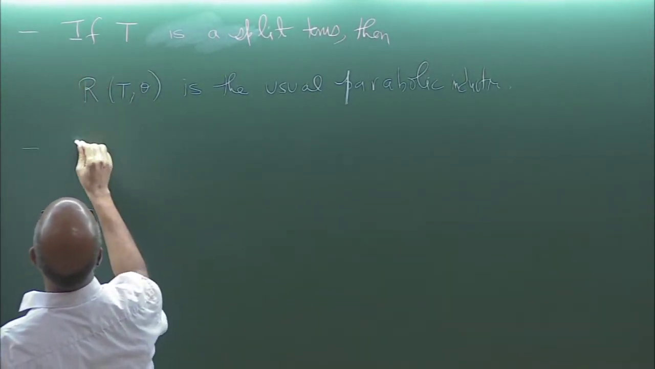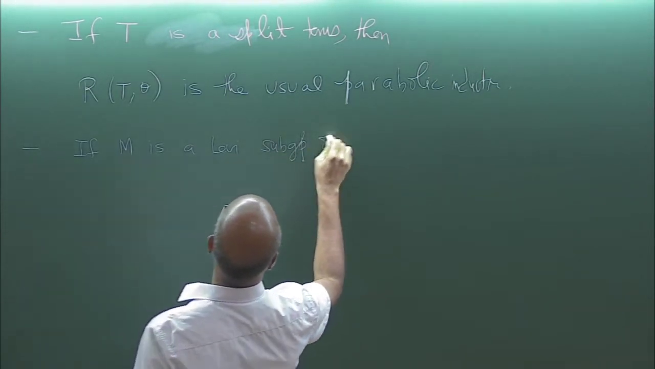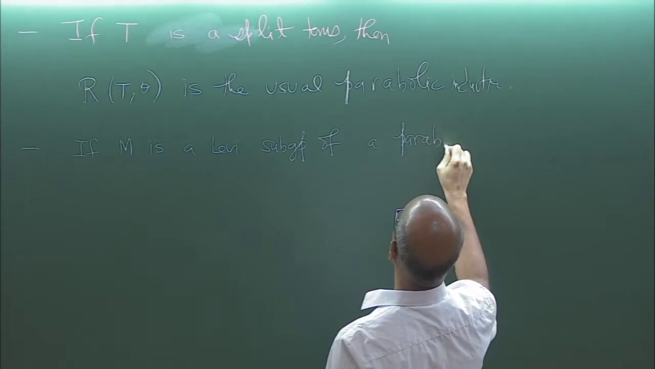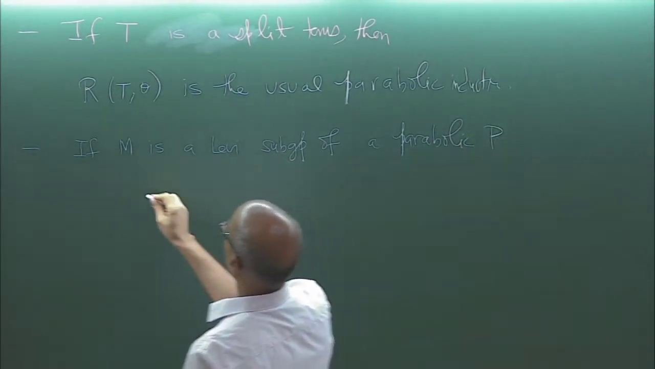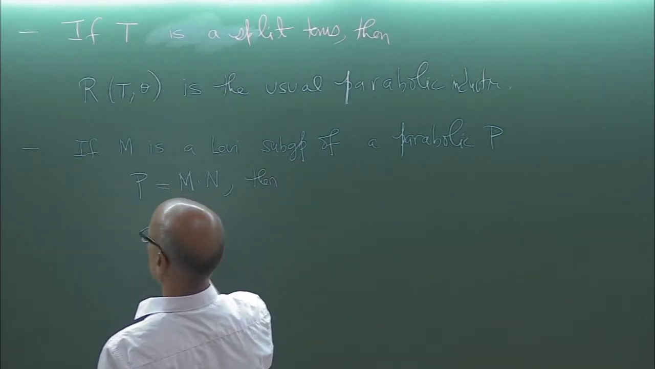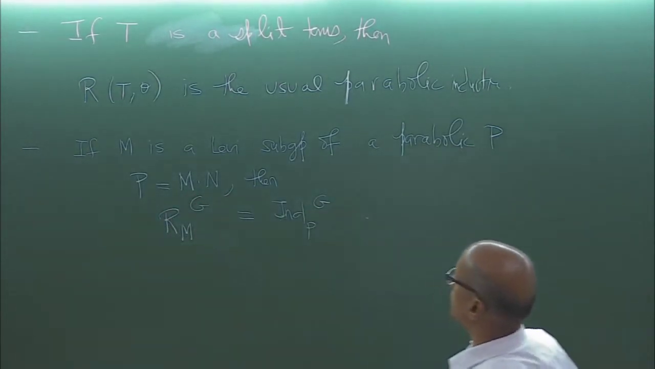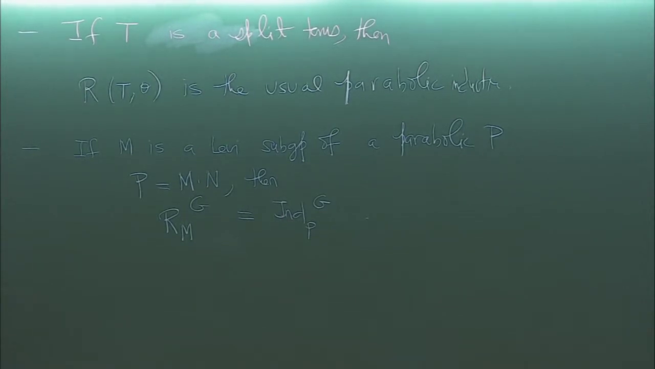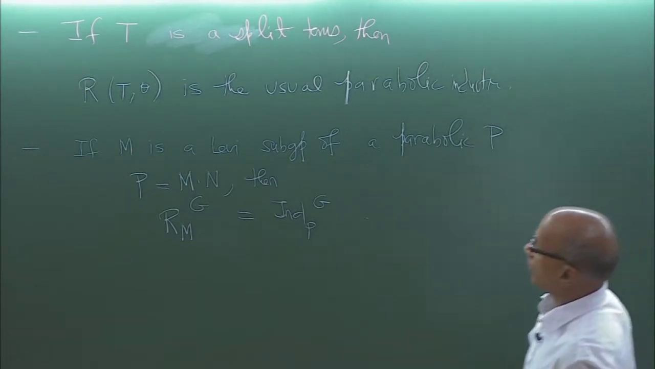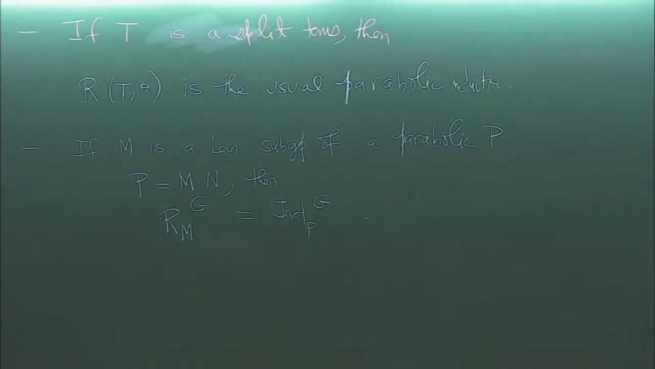And similarly, if M is a Levy subgroup of a parabolic P, so P is equal to M N, then this R_M^G, the linguistic induction is same as parabolic induction. I said this in quotation marks, these are sometimes called twisted Levy subgroups, in the sense that over F_q bar, they become Levy subgroups, but not over F_q.